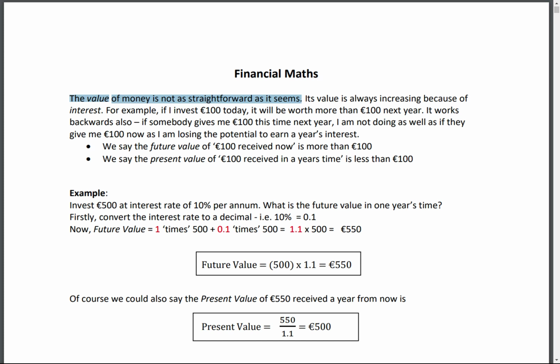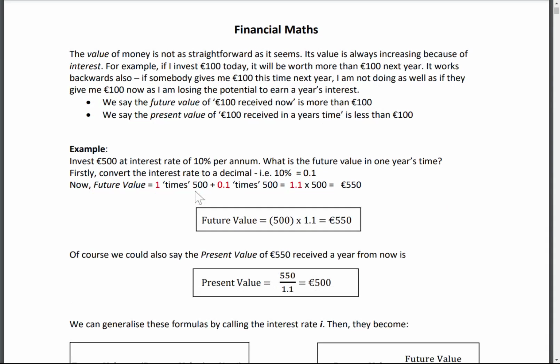So we can sum up all this by saying the following. If I receive €100 right now, well, because of interest, that will be worth more than 100 in a year's time. And that's called the future value of the money. So future value is a key term from now on as well in financial maths. And vice versa. If somebody gives me €100 in a year's time, and if I bring it back to today's value, it's actually worth less than 100 because we're taking off the interest. So the present value of 100 received in a year's time is less than 100.